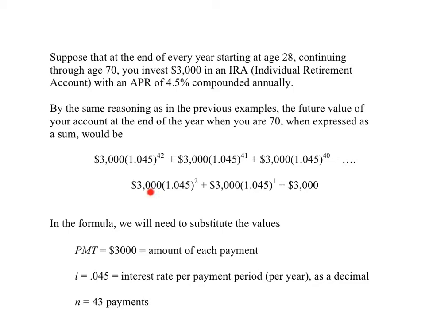There are many terms, each of which is $3,000 times something, and that something is 1.045 to some power. So where did 3,000 come from? That's the payment amount. Where did 1.045 come from? That's because the APR is 4.5% and interest is compounded once a year. The exponents here we have to think about a little bit.